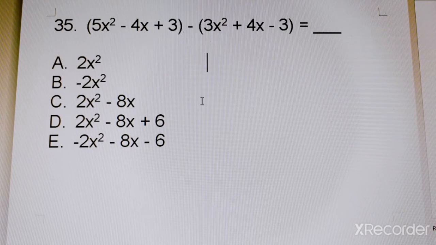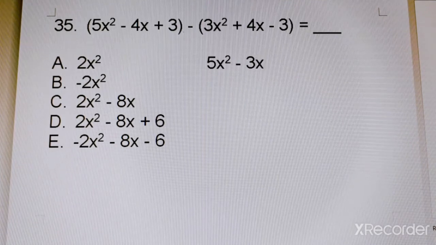5x squared minus 4x plus 3 minus 3x squared plus 4x minus 3. So, subtraction of polynomials. In subtraction, we are going to change the sign of our subtrahend, this portion here. So, 5x squared, subtract 5x squared by minus 3x squared here, the subtrahend.